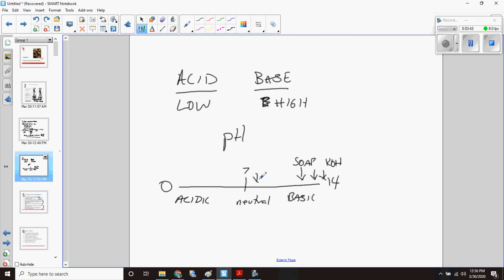Blood is going to be right about here. Blood has a pH of about 7.4. Coffee is down here, a pH of about 5.5, as do most beverages, like coffee and soda. Lemon juice is going to be down here. Lemon juice is going to have a pH around 2. So this runs the gamut of the pH scale.